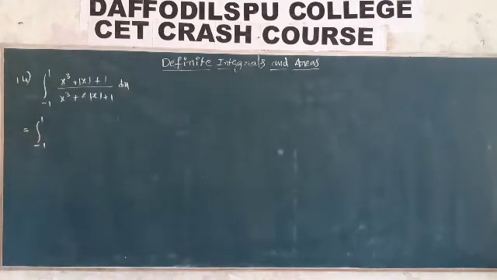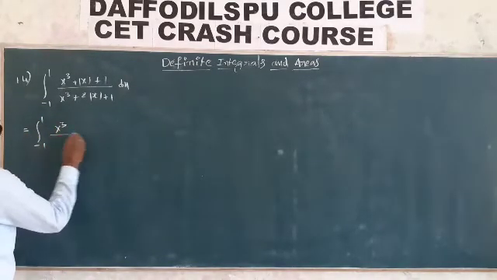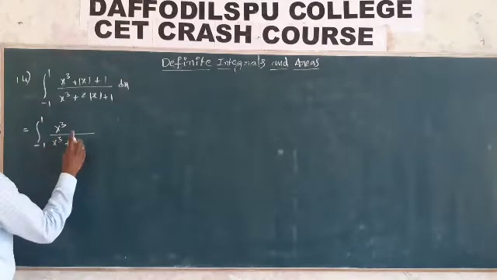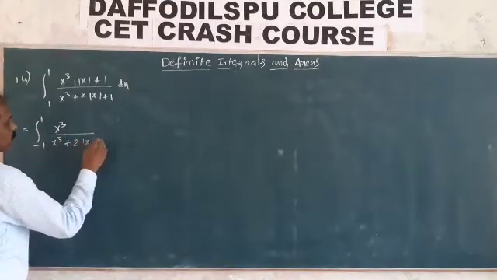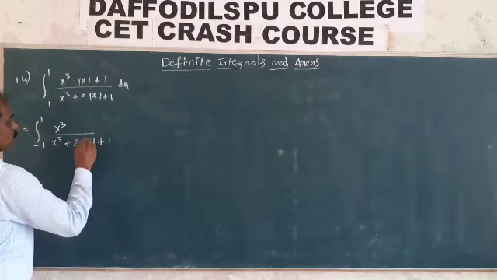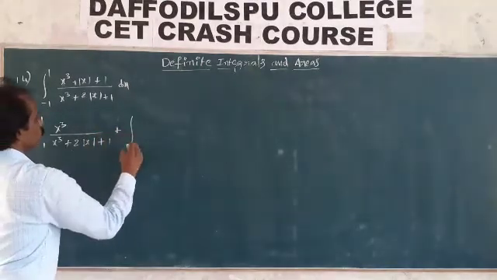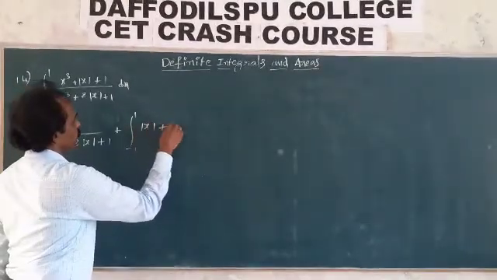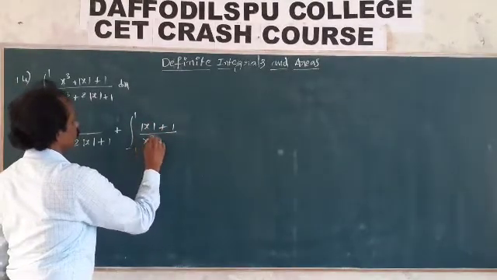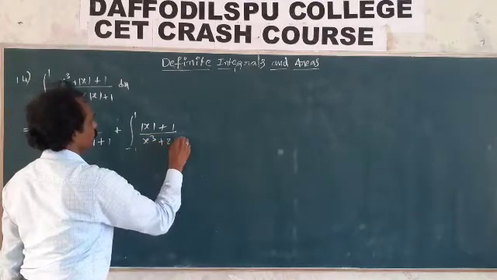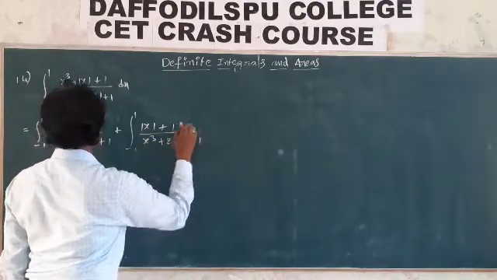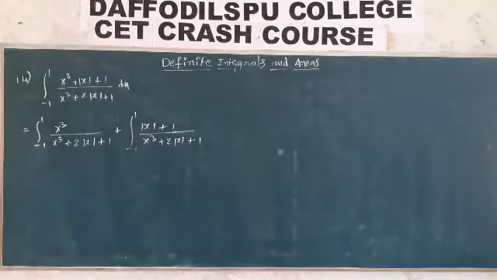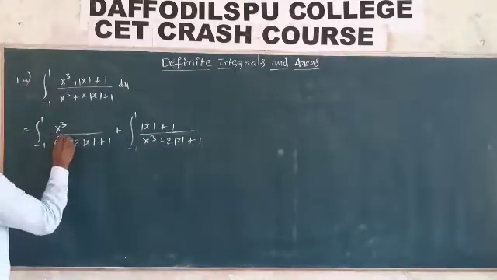Minus 1 to 1 of x cube by (x cube plus 2 times mod x plus 1), plus minus 1 to 1 of mod x plus 1 by (x cube plus 2 times mod x plus 1). Clear? This is x cube, this is x square.